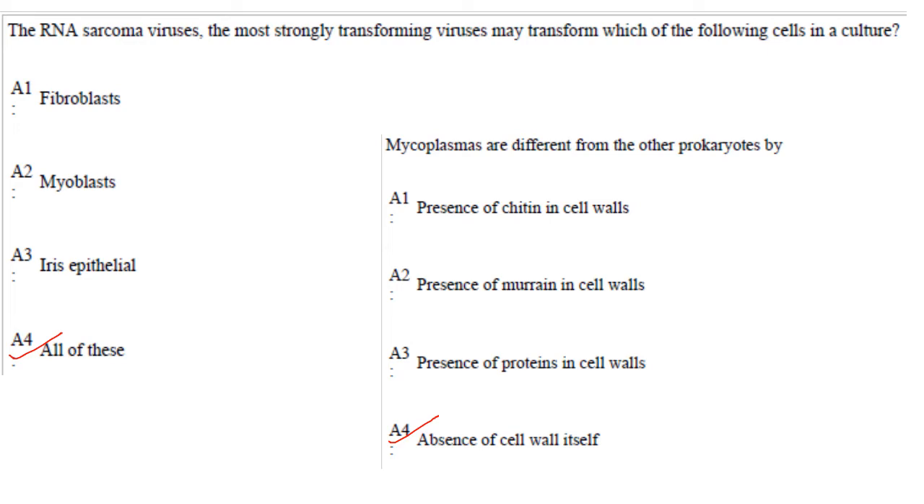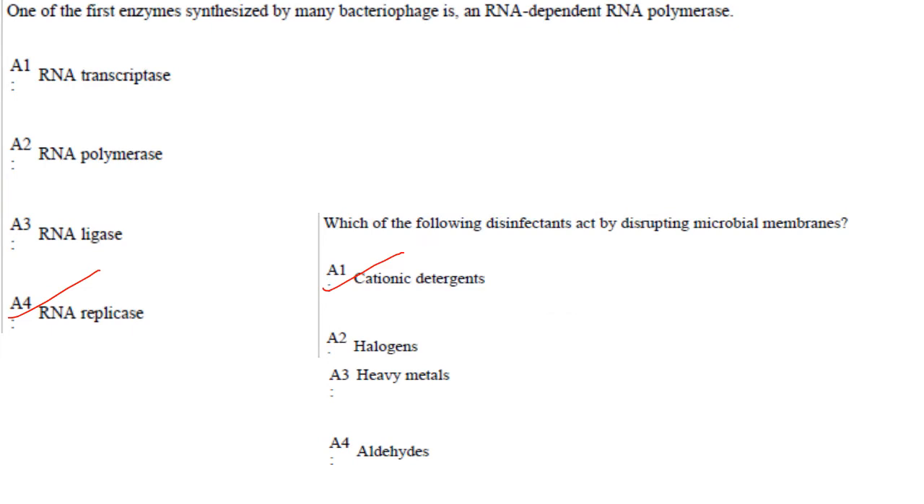Answer is option 4. Mycoplasmas are different from the other prokaryotes by... So mycoplasmas, unlike other prokaryotes, have no cell walls and they are consequently placed in a separate class, that is Mollicutes. So mycoplasmas are different from other prokaryotes by absence of cell wall. Answer is option 4. Then next one.